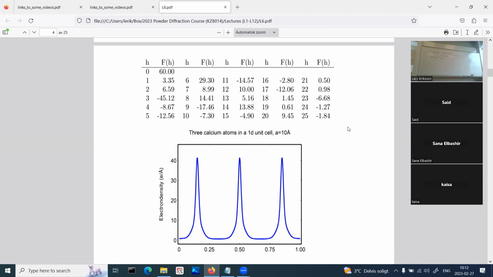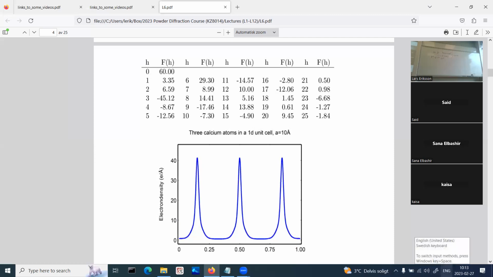terms in this series. You see that in the beginning the coefficients are quite large. Well, this one is large, and this one is large, and then they tend to be smaller and smaller, and the terms sort of converge to some kind of function. And this is a one-dimensional big calcium atom located at 3 different positions in the unit cell, given by this set of Fourier.